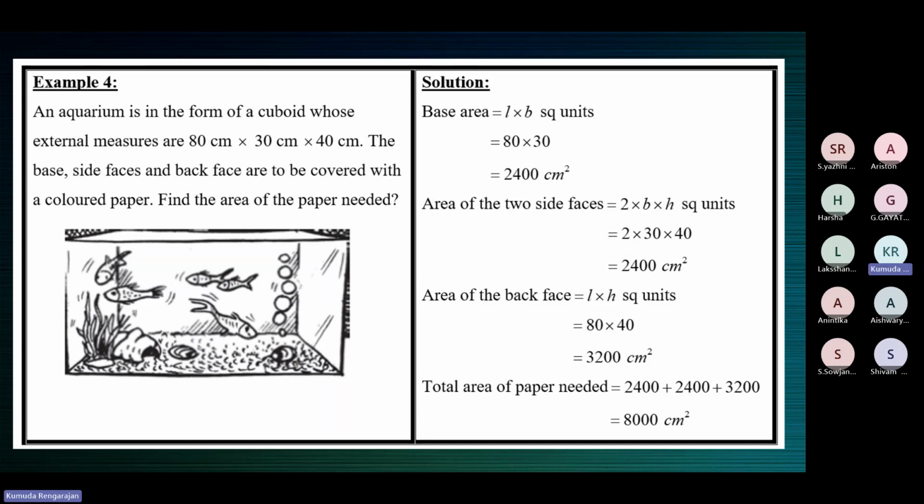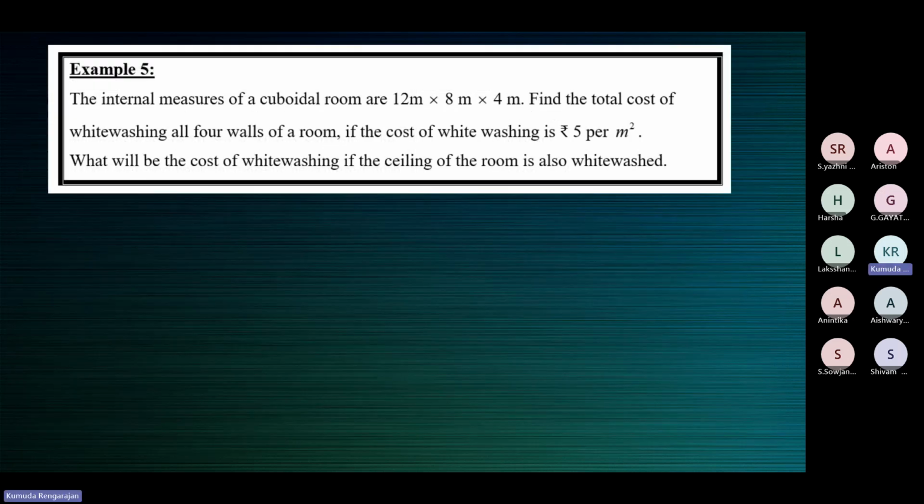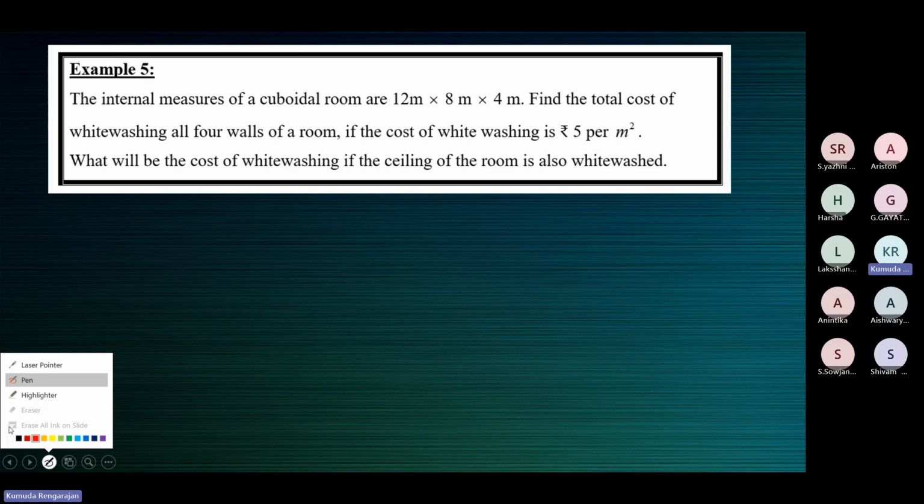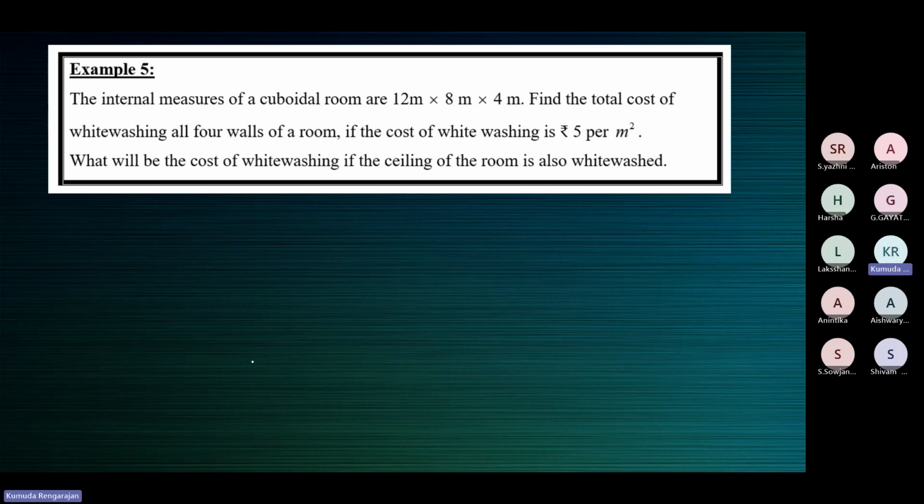So we stopped here in the last class. We understood this one. So continuing with NCERT, Example 5. The internal measures of a cuboidal room are 12 meters by 8 meters by 4 meters. So length, breadth, and height. These are the dimensions of a cuboidal room. Find the total cost of whitewashing all the 4 walls of the room. Cost of whitewashing the 4 walls, not the ceiling.